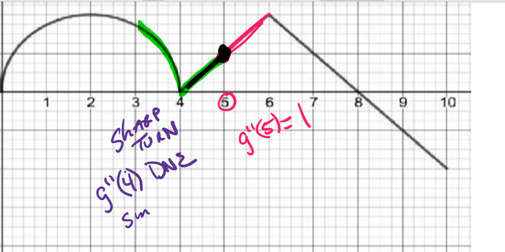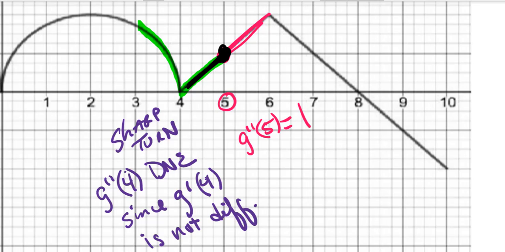So our reasoning for this one: g double prime of 4 does not exist since g prime of 4 is not differentiable. I'm just going to abbreviate that DIFF. But of course, on the AP exam, you don't abbreviate that, you would write that out. So we've got a sharp turn there at x equals 4. So g double prime of 4 does not exist since our function g prime is not differentiable there.